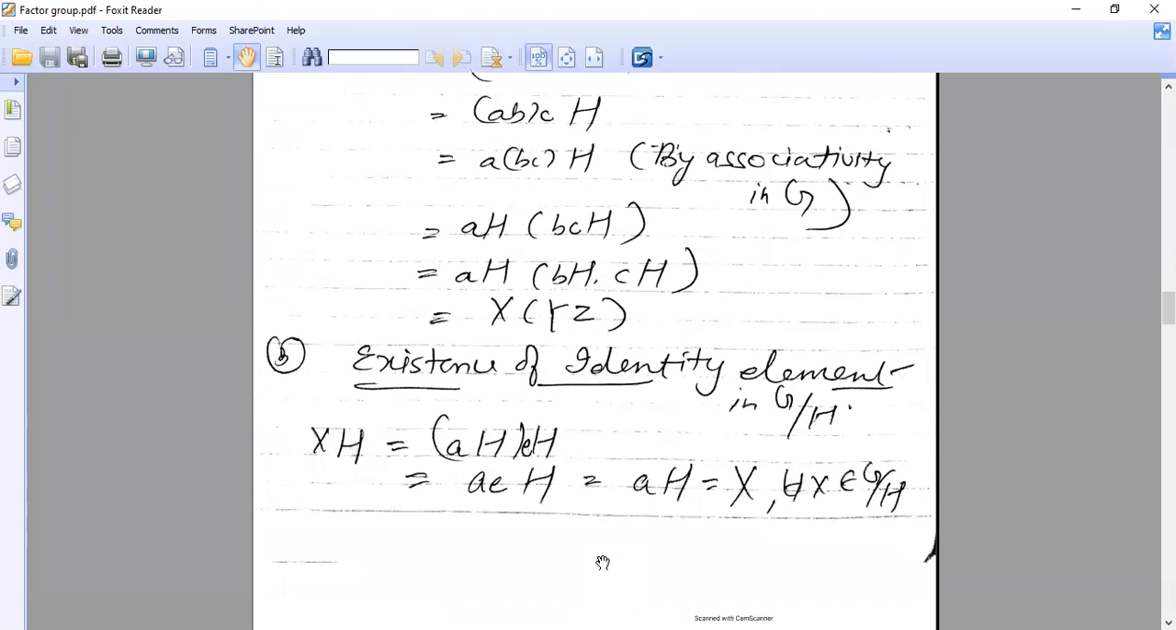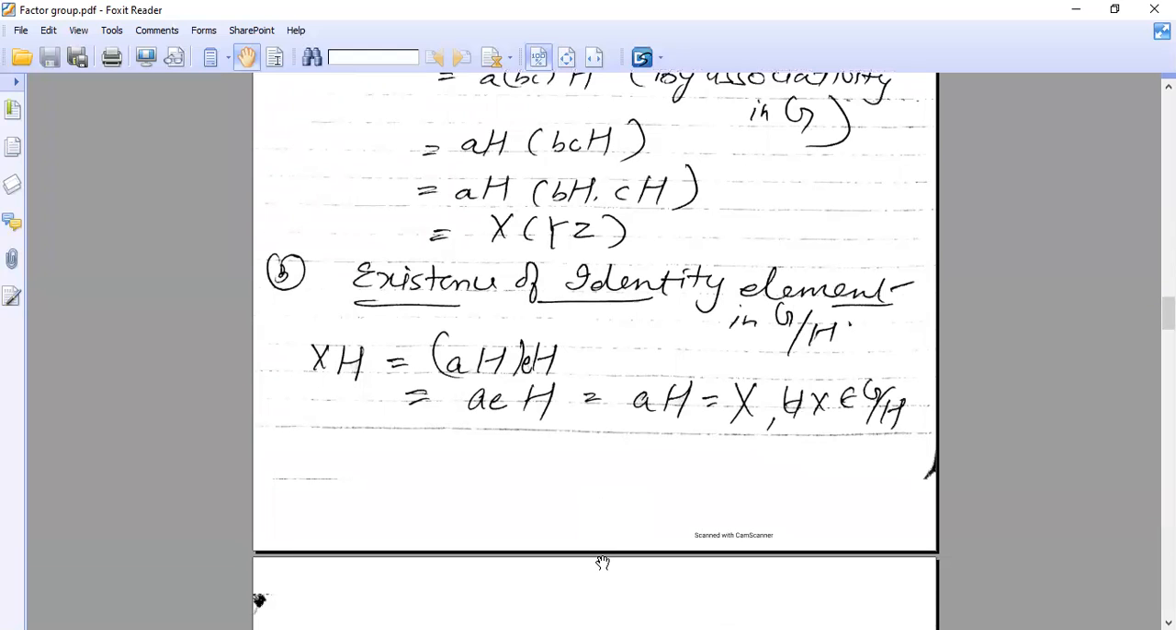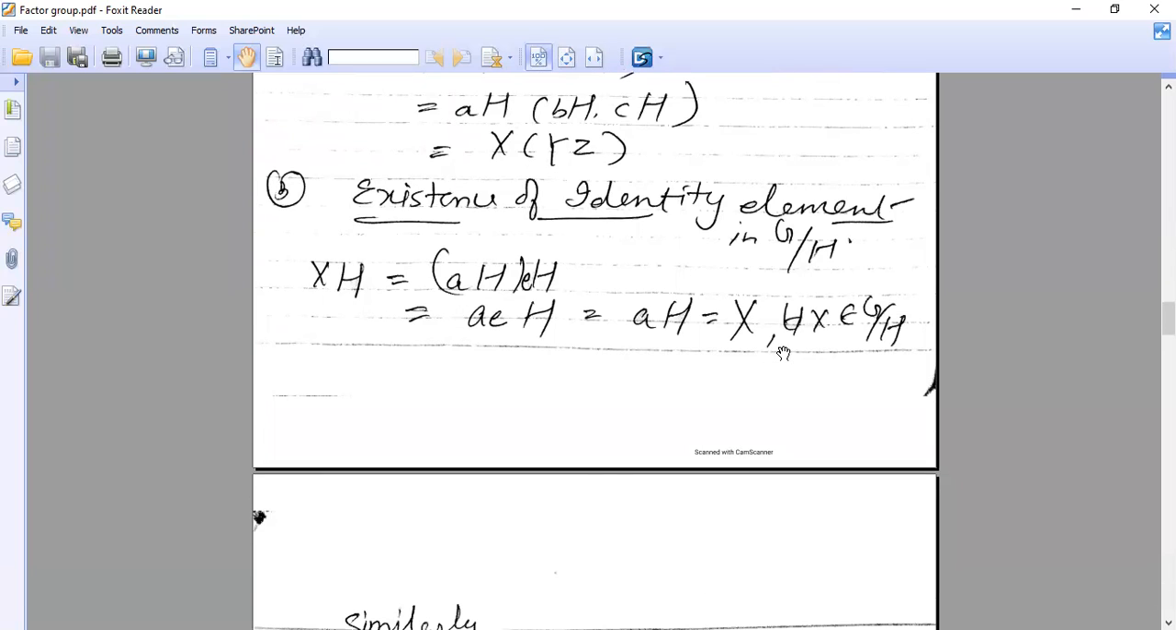Now existence of identity element in G upon H. So identity means such an element in G upon H such that when you multiply that element with any other element of G upon H, then there is no change in that element. So here H, in G upon H, this H is the identity of G upon H. So let us see.